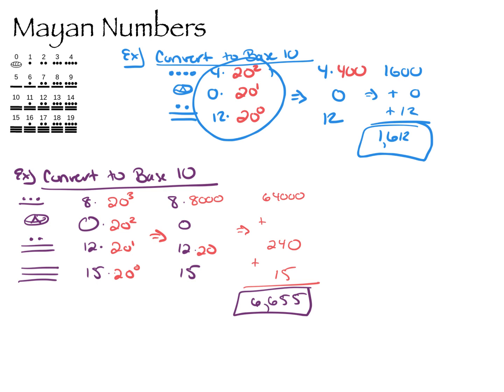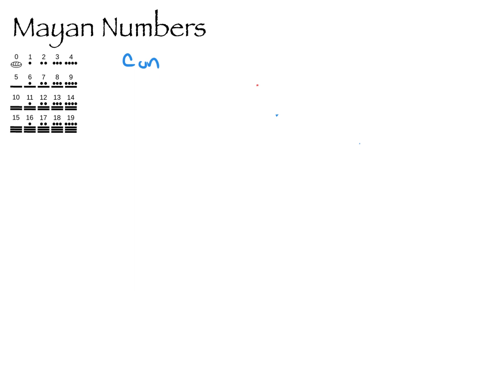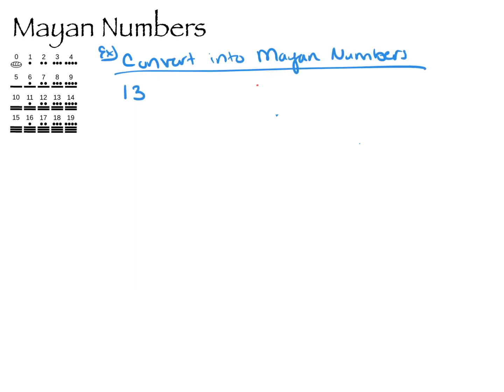Cool. Okay, let's go the other direction. Let's now convert the following into Mayan numbers. Let's say, 1,327. We'll convert it into Mayan symbols.